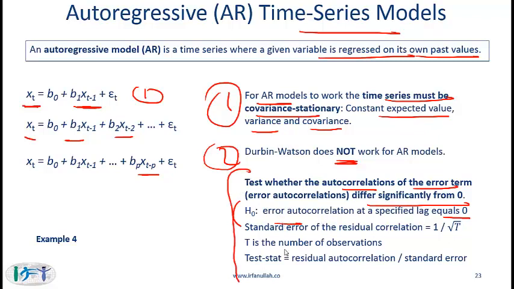For these tests, you need to recognize that the standard error of the residual correlation is 1 over square root of t, where t is the number of observations, and your test stat is the residual autocorrelation divided by the standard error. Now stare at this for a minute, because I want you to remember this, and we'll use it on the next slide.